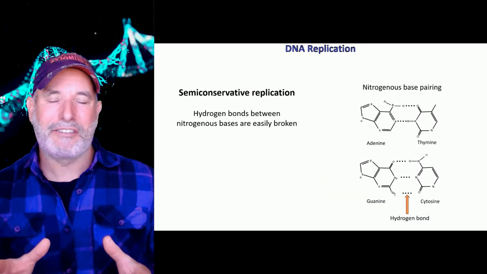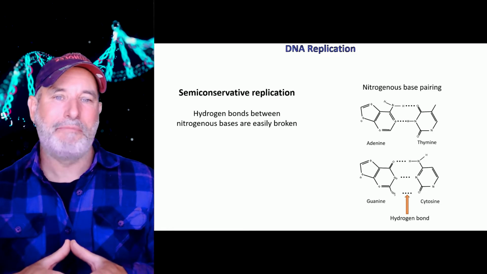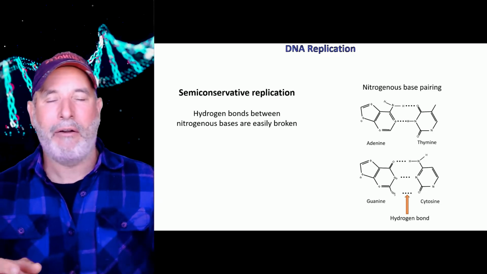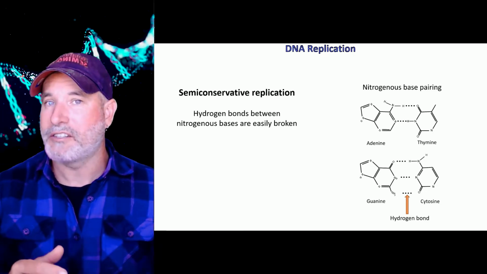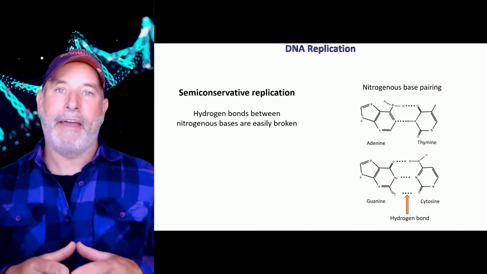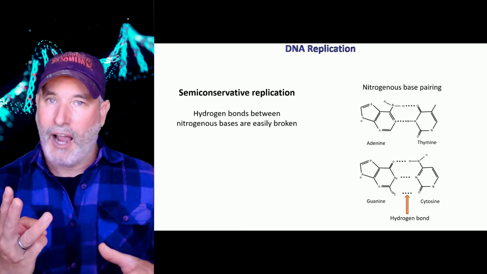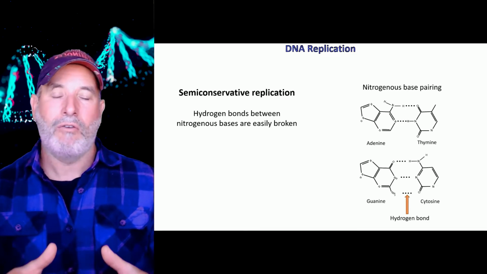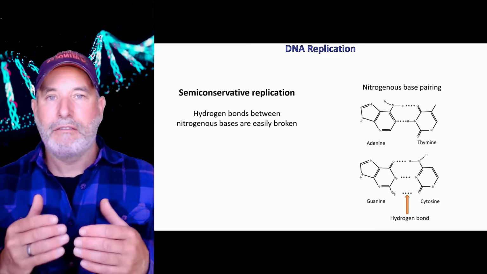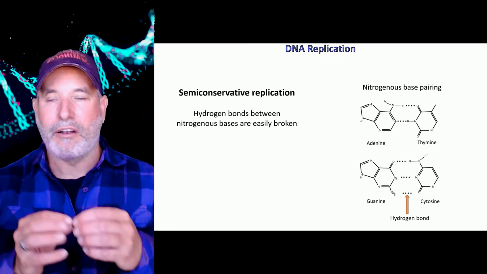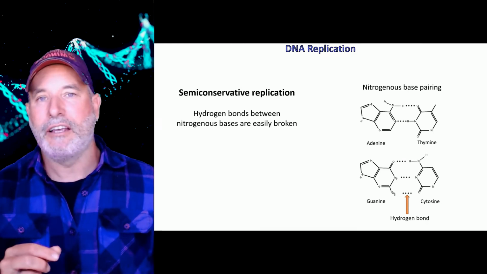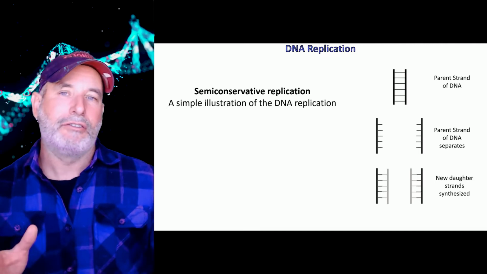So think about it this way. Here are our 2 nitrogenous bases. We have adenine pairing with thymine, and cytosine pairing with guanine. And remember, 2 hydrogen bonds between adenine and thymine, 3 hydrogen bonds between guanine and cytosine. And those hydrogen bonds are easily broken. That allows you to easily separate the 2 strands.